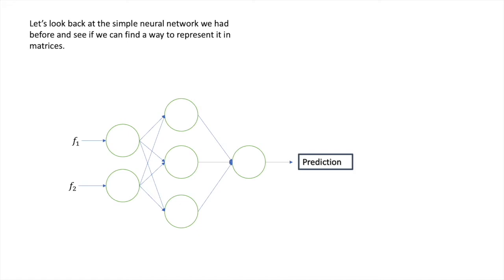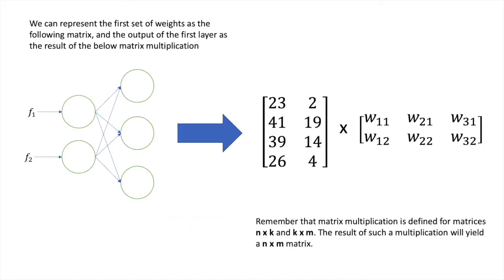So let's look back at this neural network and see if we can find a way to represent this in matrices. We've already represented our fake data, and now let's see if we can take these weights and represent them in some way using a matrix. We have our data on the left, and we have a set of 6 weights on the right. Right now, this doesn't look like it makes any sense.